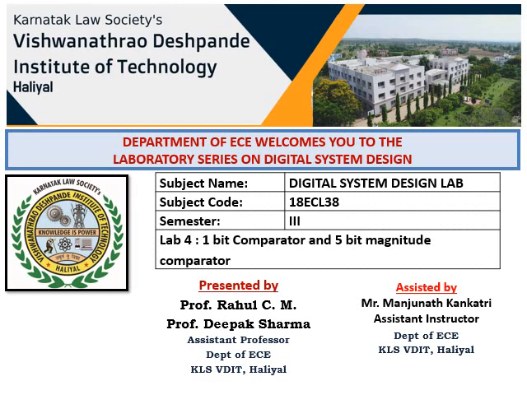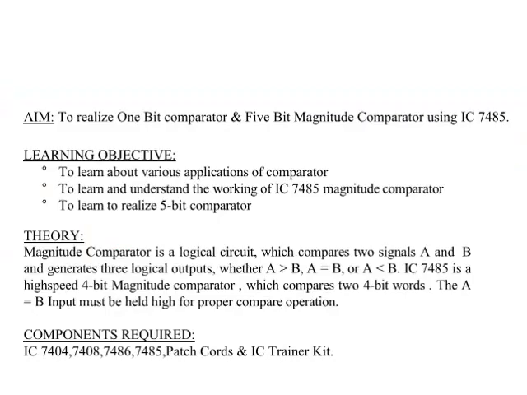So, in today's session, we'll be learning about a 1-bit comparator and 5-bit magnitude comparator. So, basically, what a comparator is, it simply compares two things. Like we have 2 bits, maybe 0 or 1, so whichever is greater or whichever is smaller, it just tells us the output.